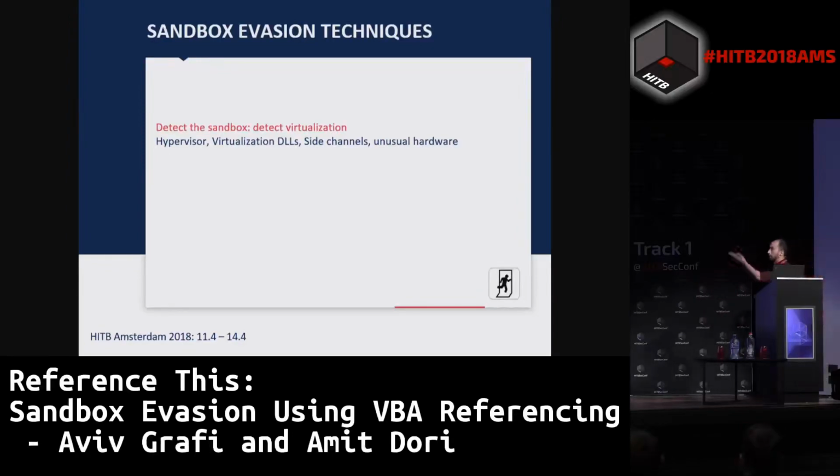I can look for relevant virtualization DLLs, exactly the same. I can look at side channel attacks and try to compare between physical hardware and virtualized hardware. Or I can look for unusual hardware in the machine, for example, low RAM memory or low disk size. I mean, something that's not usual for a user to be using.